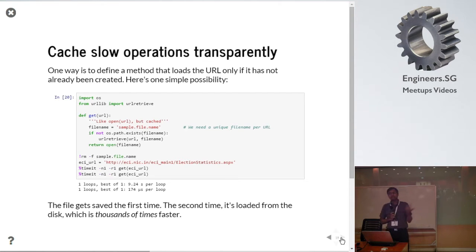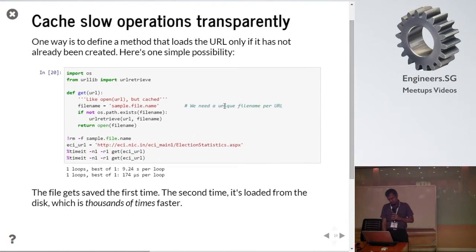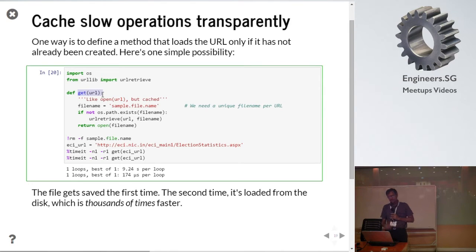Now, we've seen enough examples of this even in this particular session. So one way is to replace the loading function, the URL function, with something like this. When I say get of URL, it picks a file name, some random file name, and if that file name does not exist, then it does a URL retrieve into that file and then opens it.